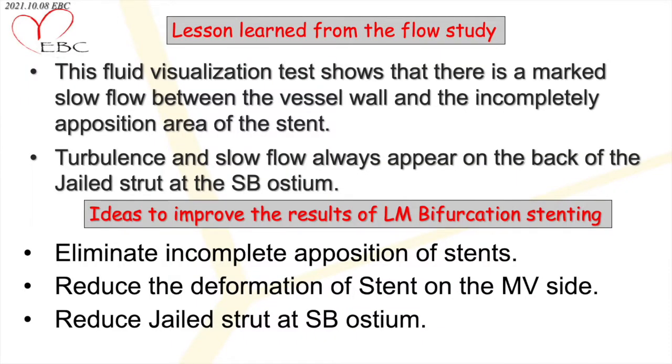This fluid visualization test showed that there is a marked slow flow between the vessel wall and the incomplete stent apposition area, and turbulence and slow flow always appear on the back of the jailed strut at the side branch ostium. So we come up with some requirements. Eliminate incomplete apposition of stent. Reduce the deformation of the stent on the main vessel side. And reduce jailed strut at the side branch ostium.